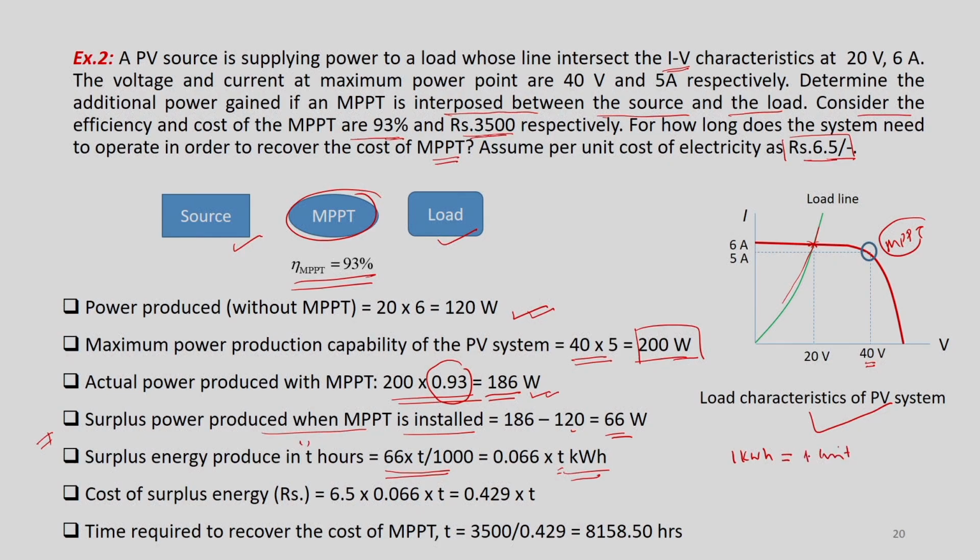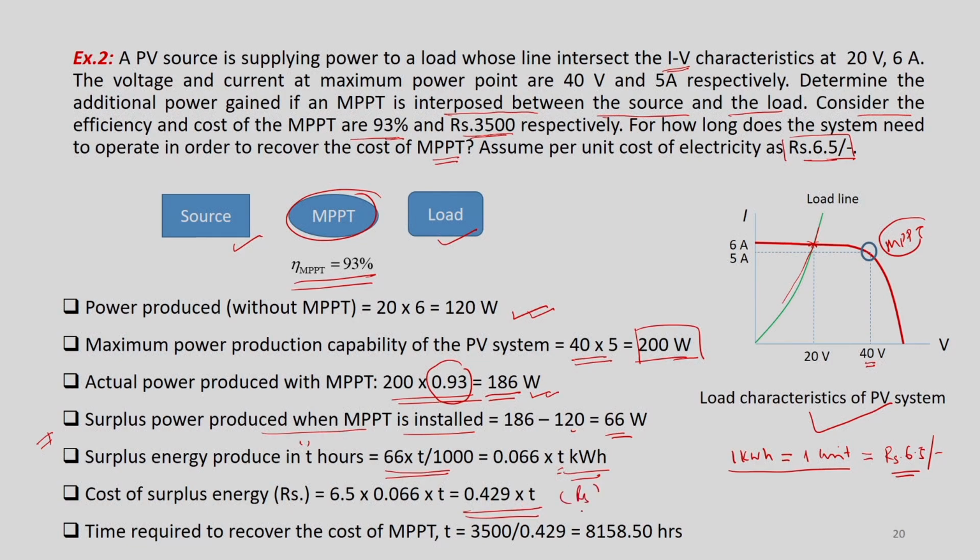So, here 1 unit cost in rupees, how much is given? 6.5 rupees. Right. So, now we can use this information here. So, cost of the surplus energy is 6.5 multiplied by 0.066 into T. So, this will be something like this. This will be in rupees.